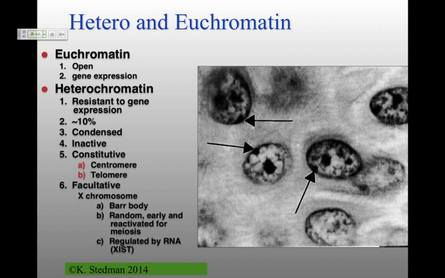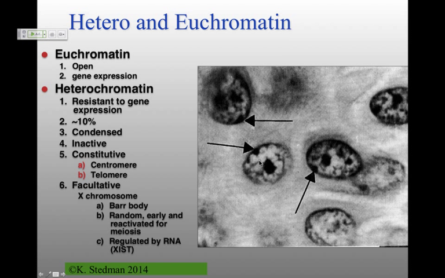On the other hand, facultative heterochromatin, which is the interesting kind, because that's the kind that can sometimes be compacted and sometimes not. We've already shown here, this is the Barr body. The X chromosome is a really nice example of that.